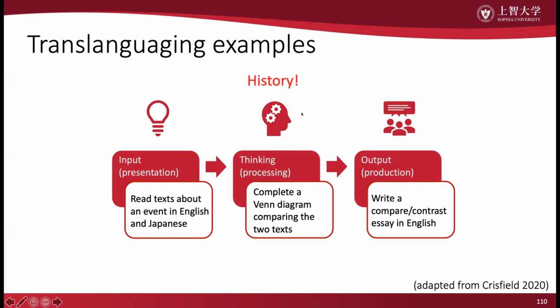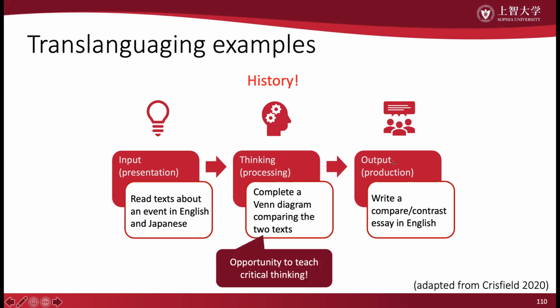And this is particularly useful, I think, for a history lesson. So students first read the text about the same event in both English and Japanese, and then they complete a Venn diagram comparing the two texts, and then they write a compare and contrast essay. And this is, I think, a great opportunity to develop students' critical thinking skills.